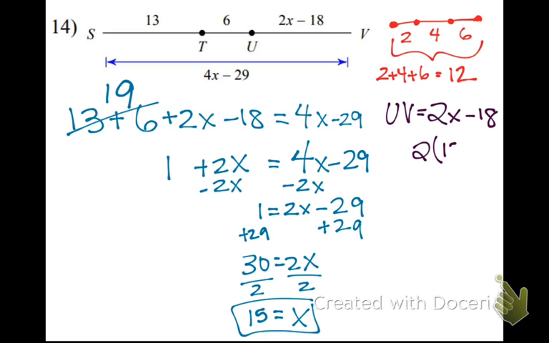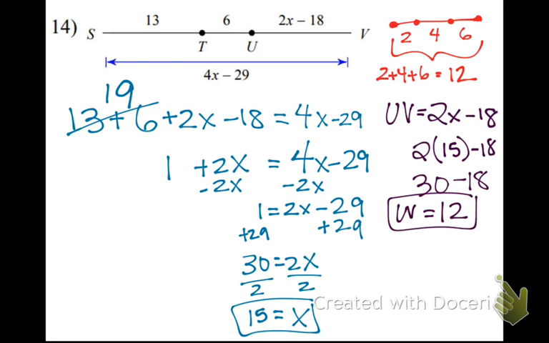So 2 times 15 minus 18. What's 2 times 15? 30 minus 18 is 12. So UV equals 12. You are then prepared for your quiz as well as your test review.